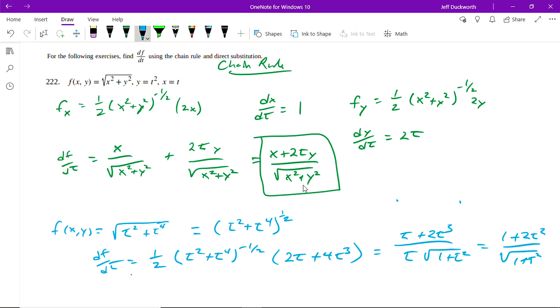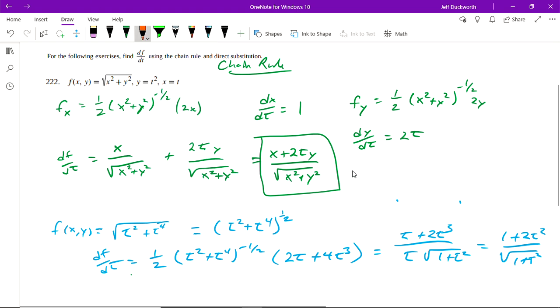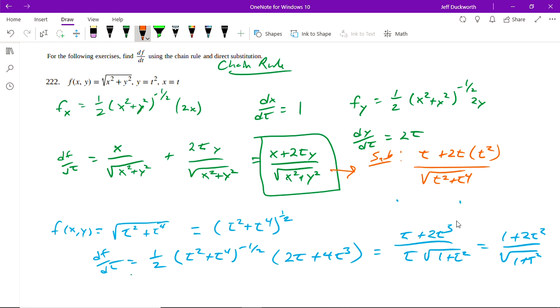All right, so looking at our answer from above, let's do a little bit of substitution there. Sub in for x and y. So we sub in for x, that gives us a t. So that's plus 2t, and then we get the y, which is t squared, over root of (t squared plus t to the 4th), and that gives us essentially what we have directly below.